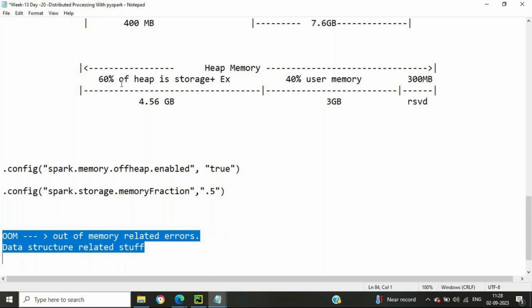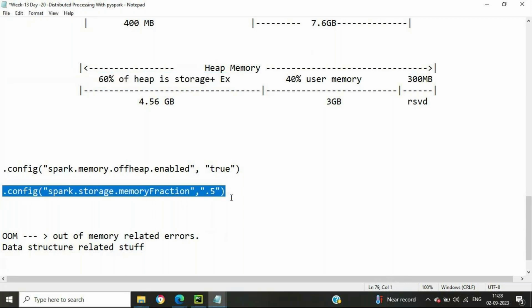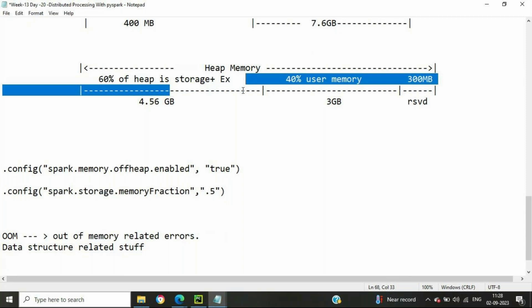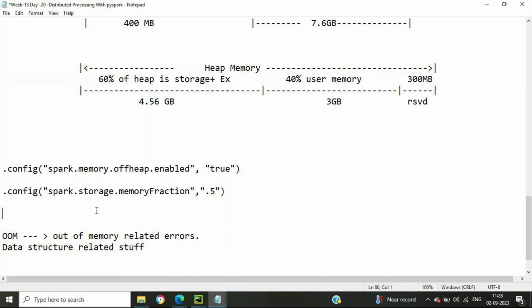Is there any way to divide the memory part, like if we are giving 50%, how much is used for storage and how much is used for execution? These are the controlling parameters. Say, if you are going to have 50% of this for storage, then you need to tune this parameter to 0.5. Spark dot storage dot memory fraction. This is the storage memory fraction.